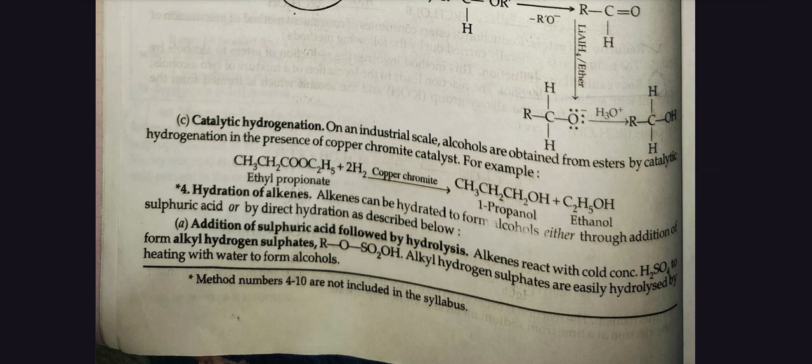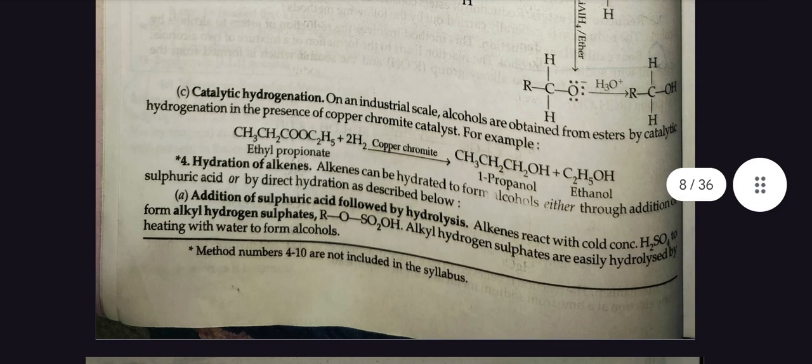Catalytic hydrogenation: on an industrial scale, alcohol is obtained from ester by catalytic hydrogenation in presence of copper chromite catalyst. For example, ethyl propanoate gives propanol and ethanol in presence of copper chromite.